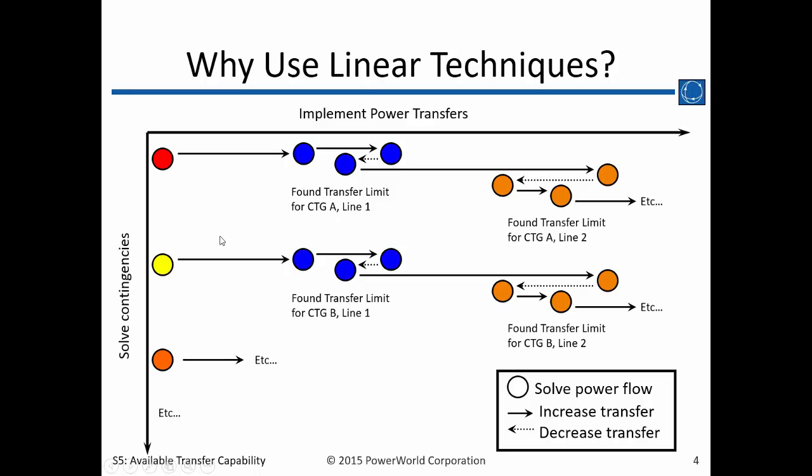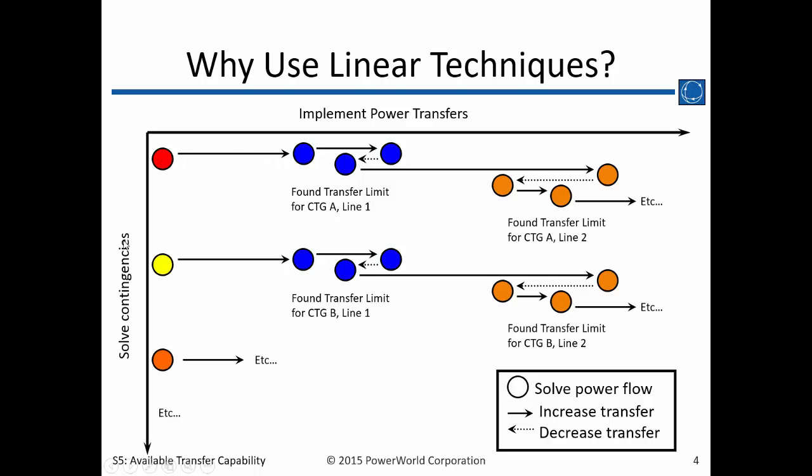So this slide right here just graphically depicts what's going on, and this is if you're using an iterated method that's iterating with a full contingency solution. As we'll see, that's kind of the most advanced method. But regardless of what method you use, there are going to be linear steps it'll take, and the steps are represented by the arrows that show changes in transfer limits.